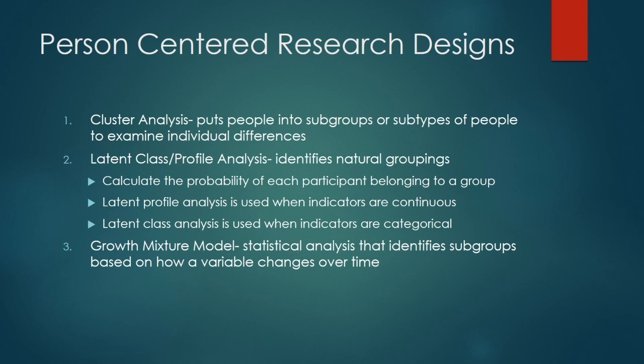What this does is it identifies the natural groupings between people and then calculates the probability that an individual would belong in any specific group. It can be used when your indicators are continuous or when they are categorical. And the last of these is the growth mixture model. And this is an analysis that identifies subgroups based on how a variable changes over time. So it would be looking to identify not just that the variable exists, but how a variable may change with these people over time.